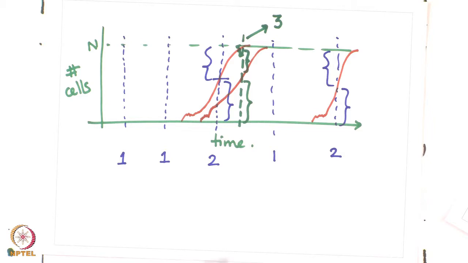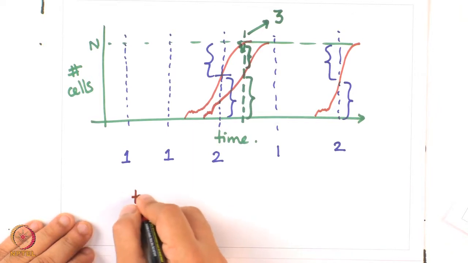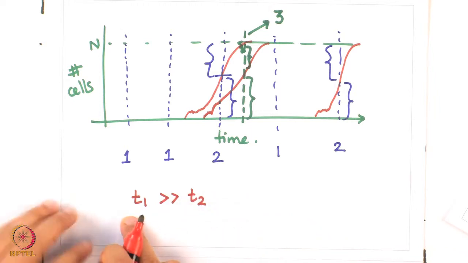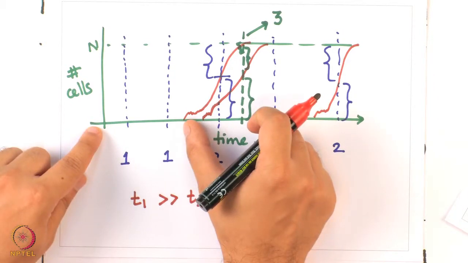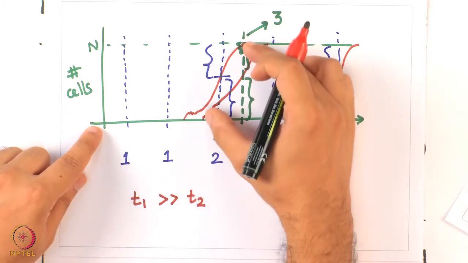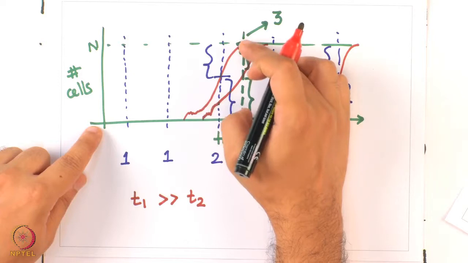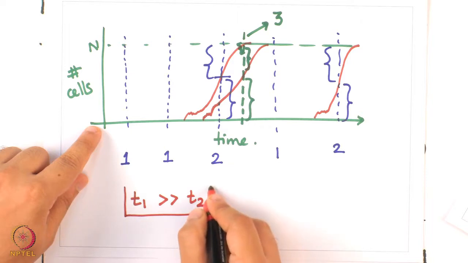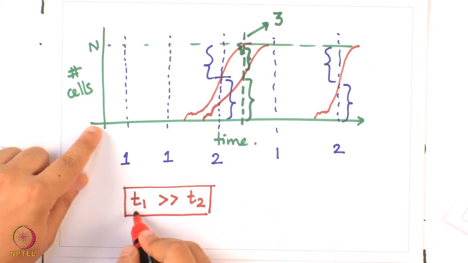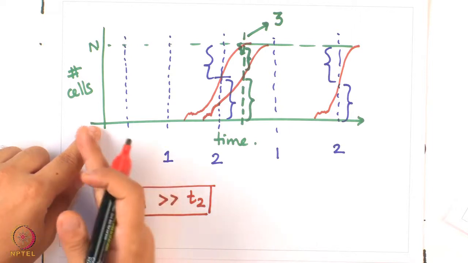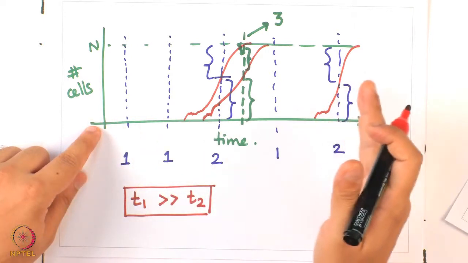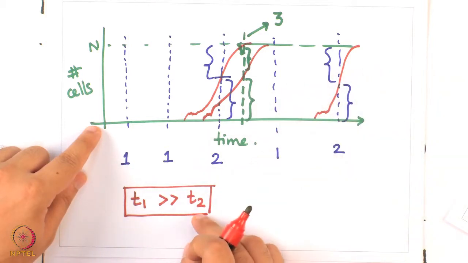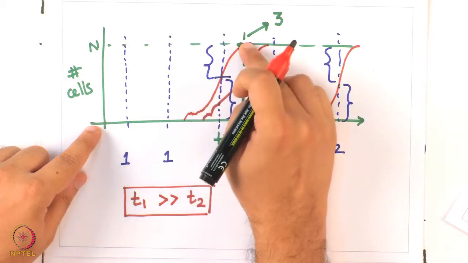That assumption is valid if the T1 expression that we have derived is much greater than T2. Remember, T1 is the time that I have to wait for the mutation to get established. T2 is the time that I have to wait for the mutation to get fixed once it's established. What this is telling us is that if on average T1 is much bigger than T2, that means the time I have to wait for the first mutation to get established is much longer compared to the time it takes for the mutation to go from establishment to fixation.